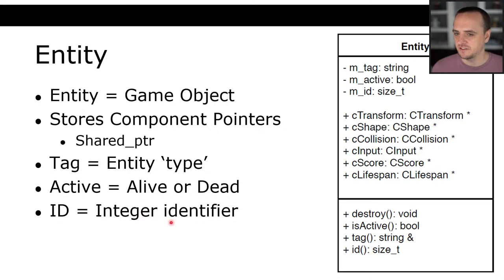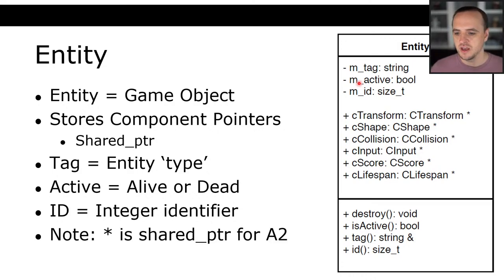The ID, that's the integer identifier to be able to say whether or not, okay, is this the same entity as another entity? And over here, I have a pointer. So that in the UML diagram, I'm saying that these are raw pointers. But that's just shorthand because I don't have enough space here to write standard shared pointer. But this is a standard shared pointer for assignment 2.